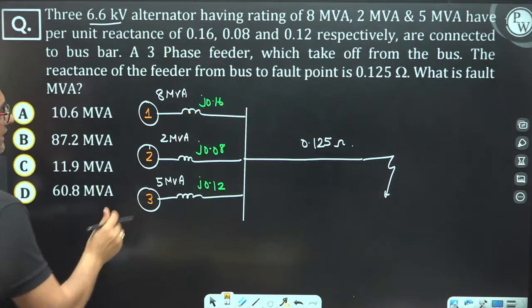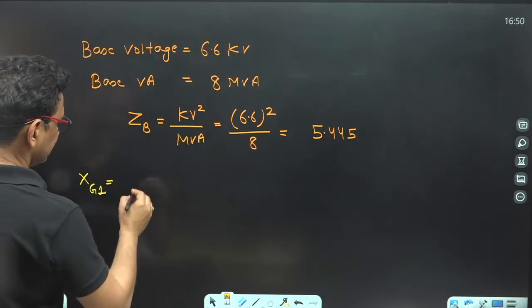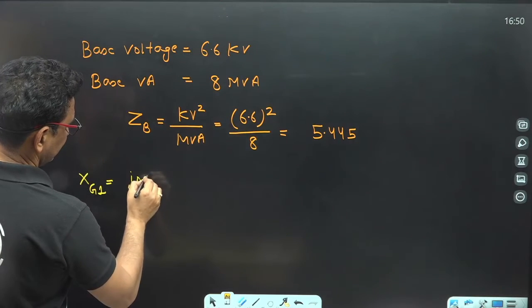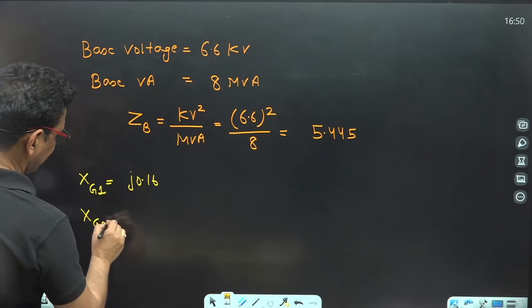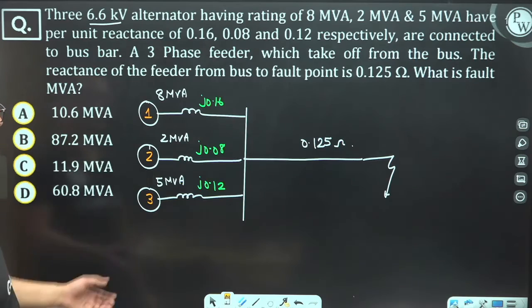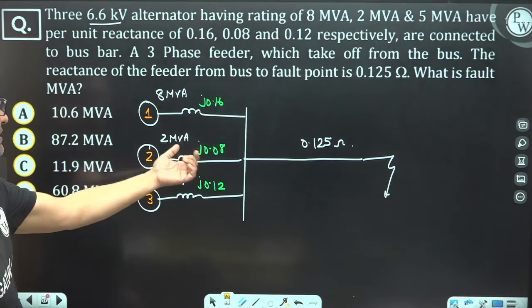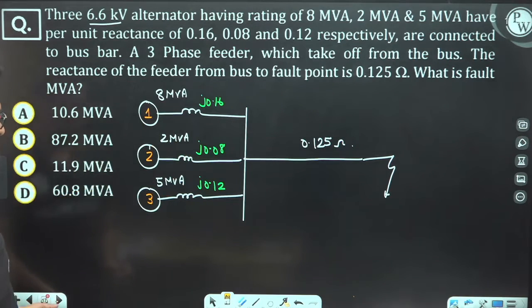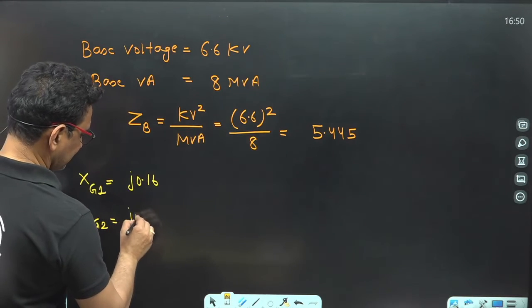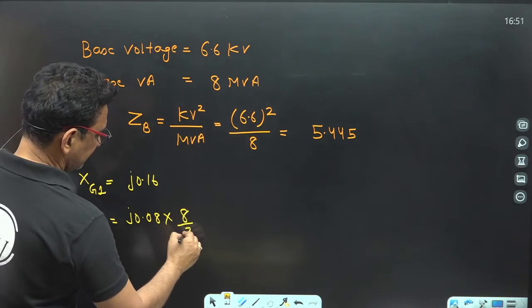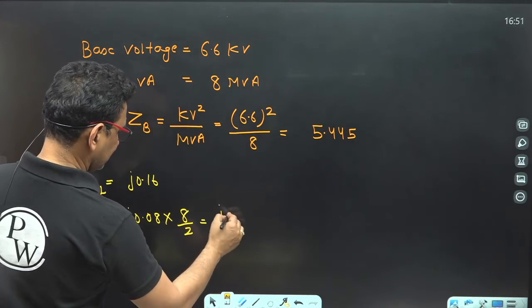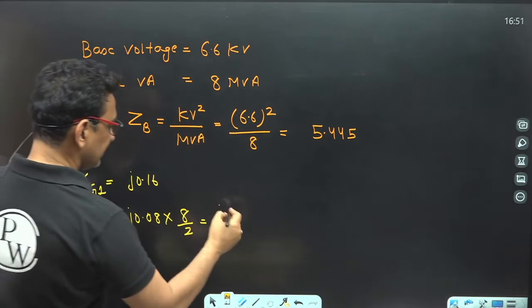is already on the 8 MVA, so it is j0.16. Reactance of alternator number 2 on the new base of 8 MVA: 0.08 is on the 2 MVA, so j0.08 on the 2 MVA. Now at the 8 MVA it will be j0.32.